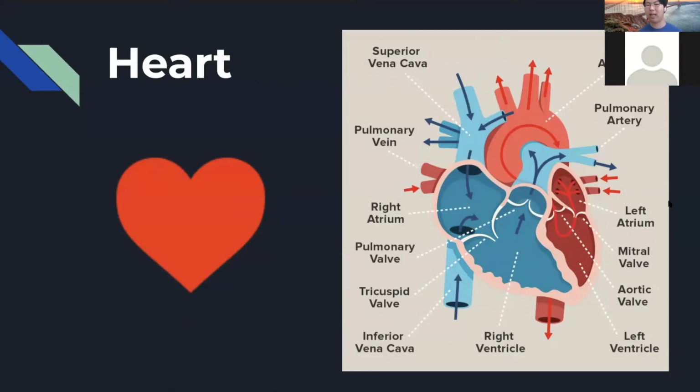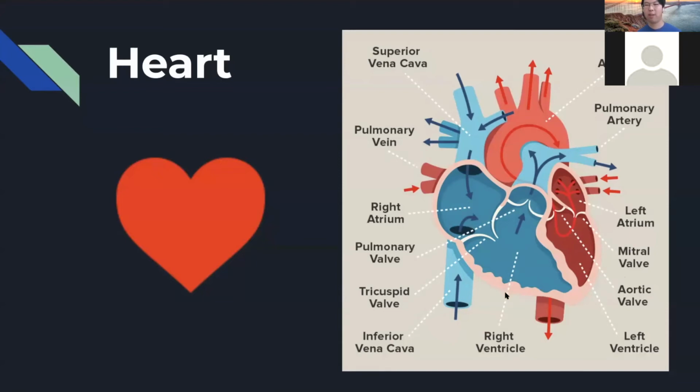So the first thing is, let's say that your blood just came back from delivering oxygen to the rest of the body. And so you're going to come in to the heart, look at this blue part here. And essentially, you're going to be entering the right atrium. So that's where all the deoxygenated blood from the body is coming in. And then you're going to go to the right ventricle.